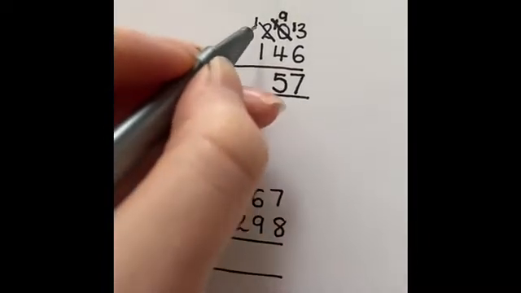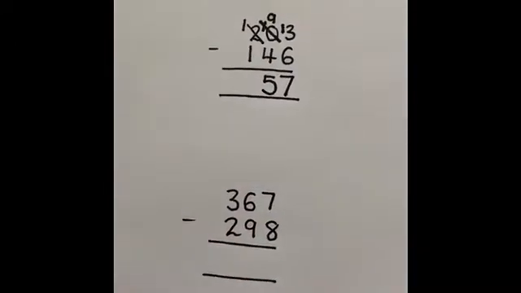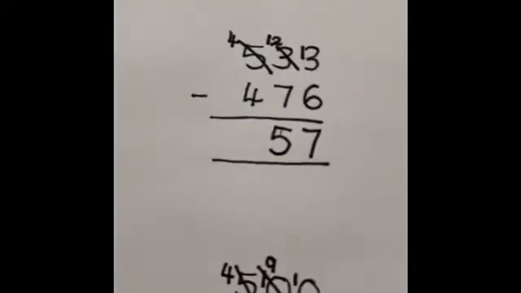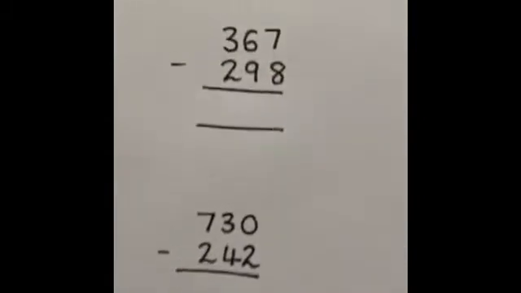Oh, that's interesting. Look, 203 take away 146 is 57. That just happens to be the exact same answer as the very first example we did, but with a different question. Okay, question number 2.